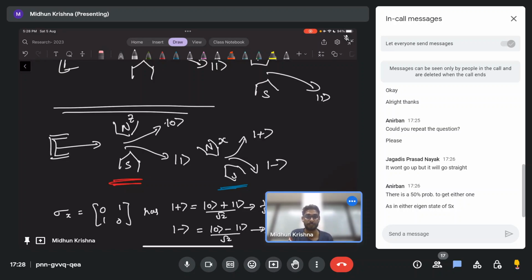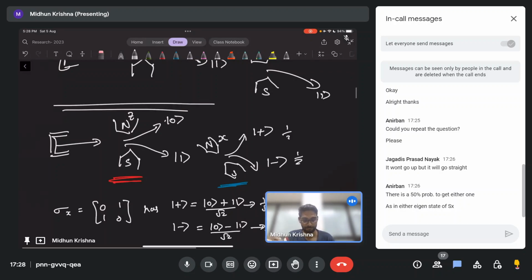So x doesn't know what the spin is because x cannot access that degree of freedom, because they don't commute. So what x does is it collapses the wave function into its eigenbasis, x's eigenbasis, and that is plus or minus, and that happens with some probability, which here is half. Why is it half? I'll come to that.